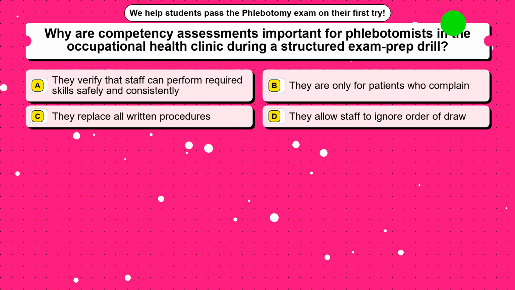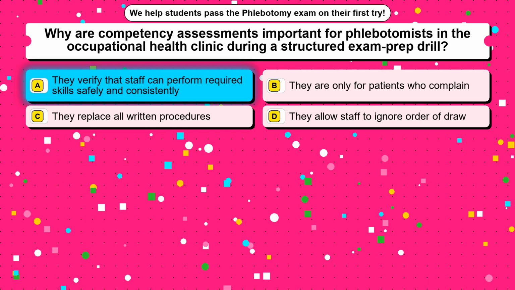Question 89. Why are competency assessments important for phlebotomists in the occupational health clinic during a structured exam prep drill? Option A. They verify that staff can perform required skills safely and consistently. Option B. They are only for patients who complain. Option C. They replace all written procedures. Option D. They allow staff to ignore order of draw. The correct answer is option A.